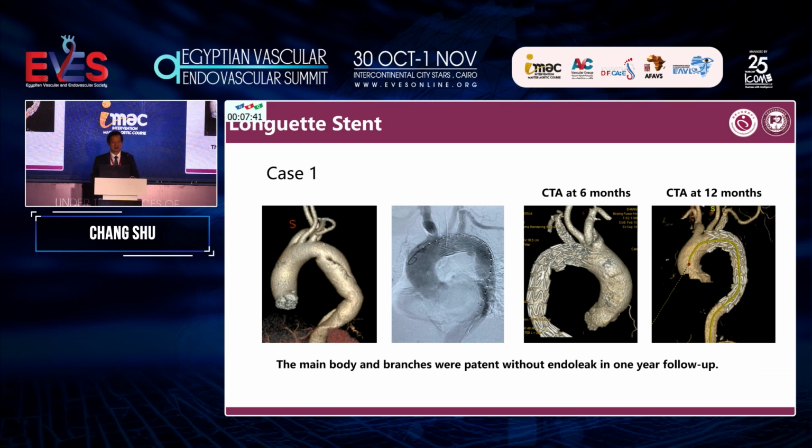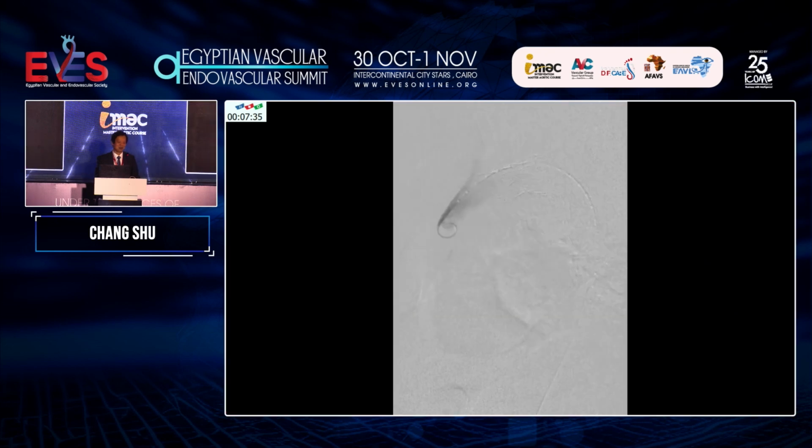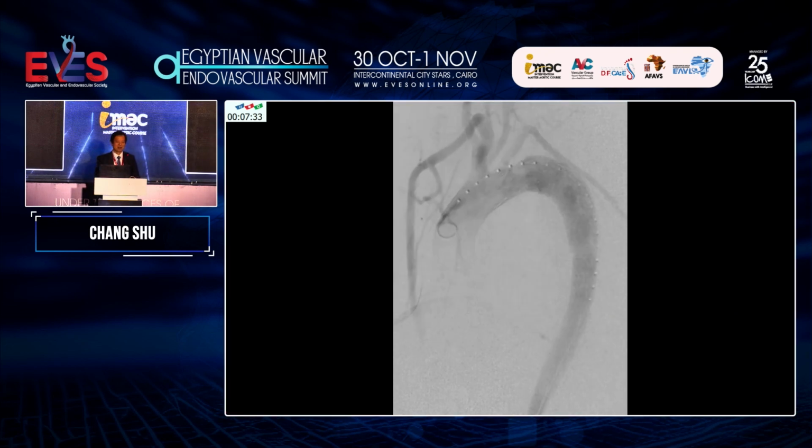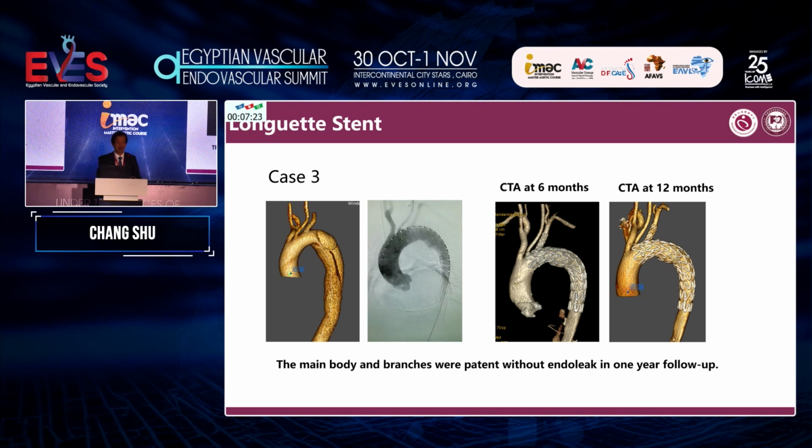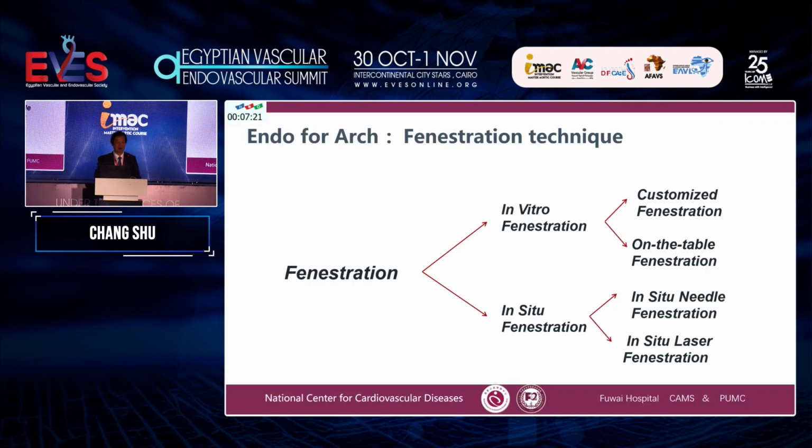So that's a case done with the Longit stent graft. You may find it's very convenient to do. Whether it's dissection, PAU, or any other reason, even if the LSA is split into pieces, you can do it very freely and get a very good result with the Longit stent graft.